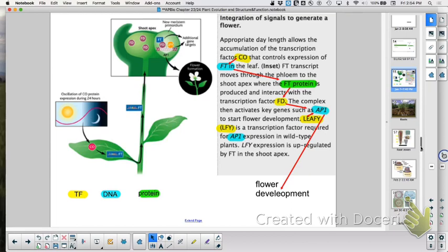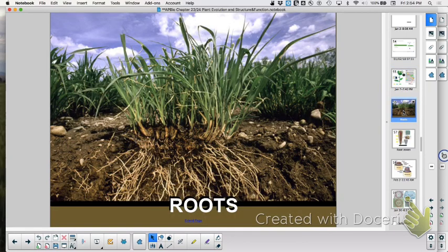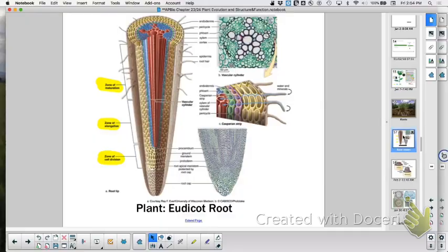Okay, so now let's focus in on root tissues. We talked about the regions of the root: zone of cell division, so you're making a bunch of cells. Zone of elongation, they're just getting bigger. And then zone of maturation, you're developing the root hairs, exactly. And then we can even see in this root, what kind of root is it? Yeah. Okay. Yeah, it's a Eudicot root.